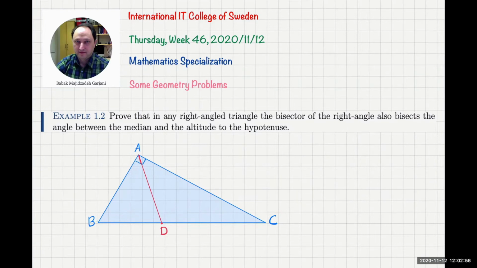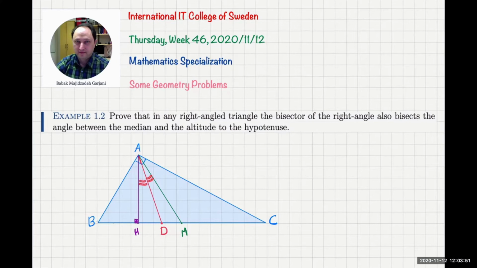Okay, so it means that if I draw the height or the altitude of this to the hypotenuse, which is this one probably. Yes, so this is 90 degrees. Let me call this one H. And if I draw the median, let me change my color. If I find the middle point, somewhere here, for example, and draw the median as well, let me denote it by M. We want to show that this one, which was the bisector of the 90 degrees angle, also bisects this angle.